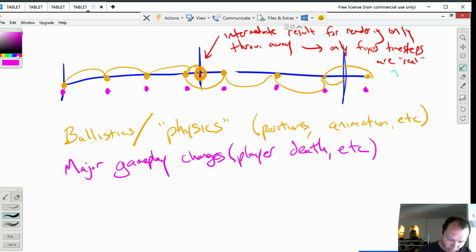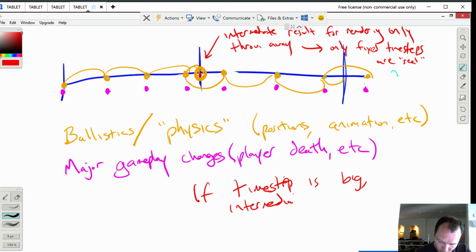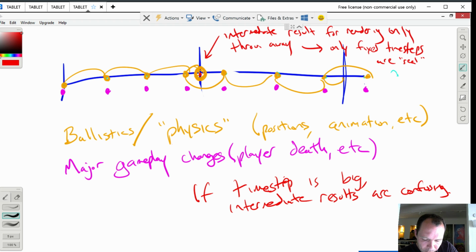Now, again, if the time step is big, intermediate results are confusing. But if the time step is small, you'll really never see the difference, right? Wow, my writing is really messy. Hopefully people can read this, right? So this is the way to get frame rate independence.